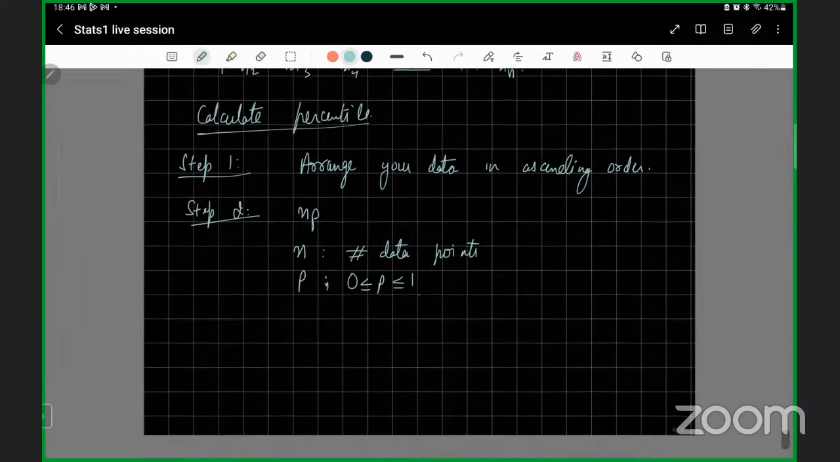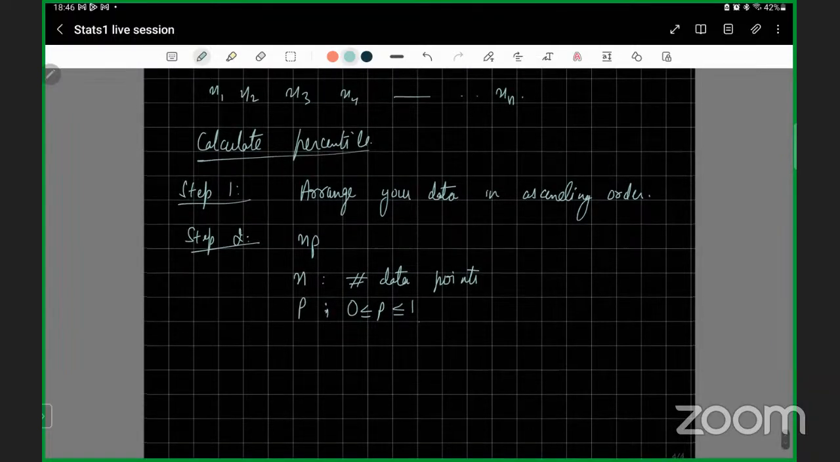Right? Then we have to multiply that P into N. Yeah, you multiply, you calculate NP. So basically with this NP, we are distributing data, dividing into certain parts like half or a quarter or something like that. Yeah, I mean, at what point you are going to distribute the data. Got it now. Thank you.